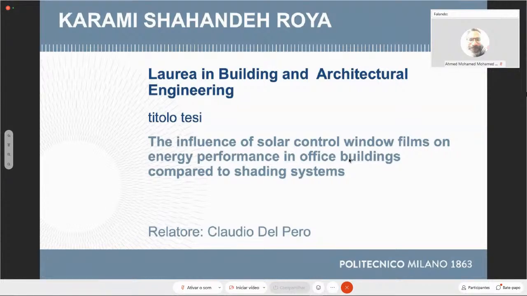Shande Roya Karami, the influence of solar control window films on energy performance in office buildings compared to shading systems. Roya? Yes. Hi, Roya, good afternoon. 102.